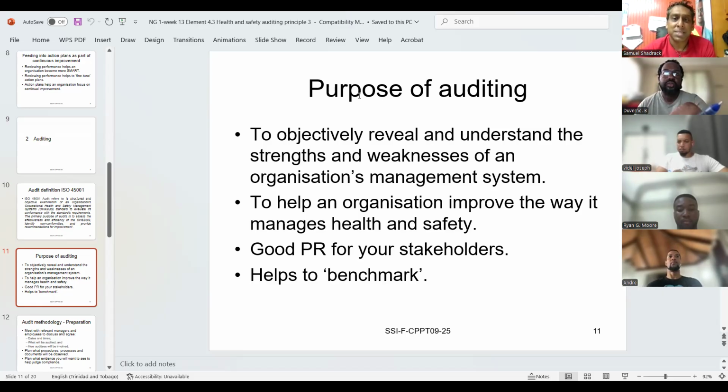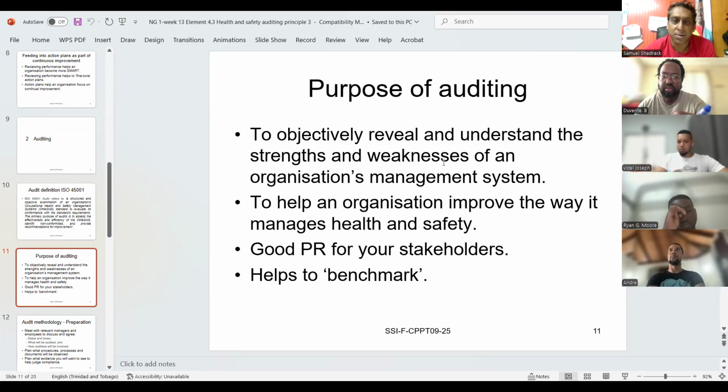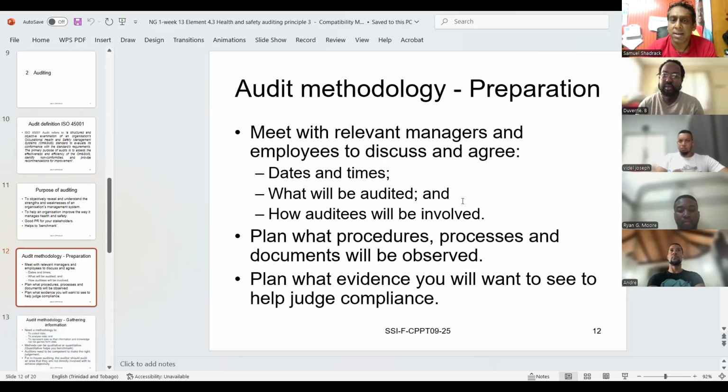All right. My mistake. The purpose of auditing is to objectively reveal and understand the strengths and weaknesses of an organization's management system, to help an organization improve the way it manages health and safety. It's good public relations for your stakeholders. It helps you to benchmark, right? So, audit preparation.